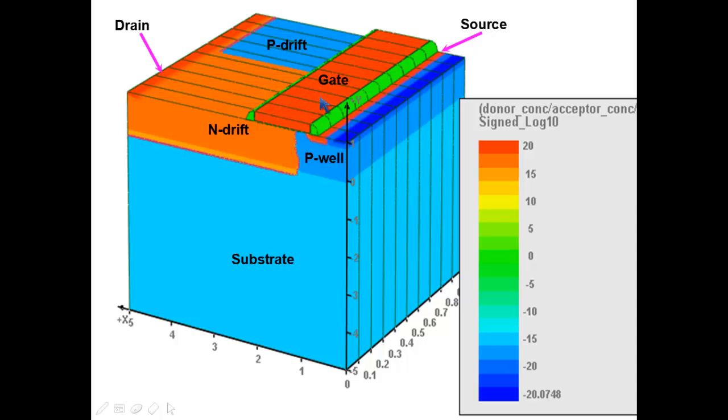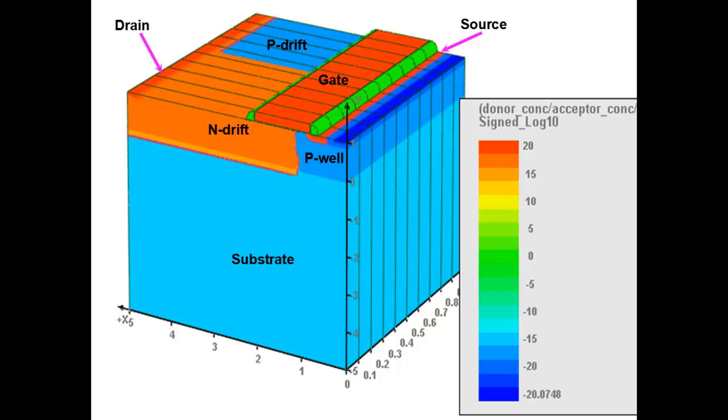The top red part is the gate. The left side red part is the drain. And the right side red part is the source. The dark blue part is heavily P-doped to prevent the onset of latch-up. This tutorial uses Crosslight's Nova TCAD to demonstrate the process and device simulation of a superjunction LDMOS.